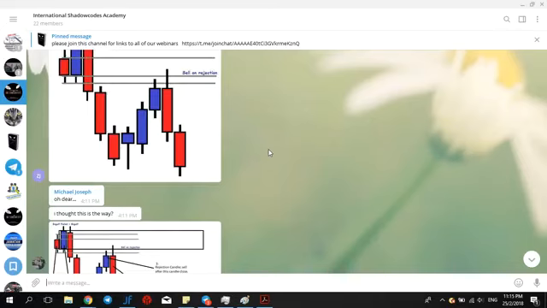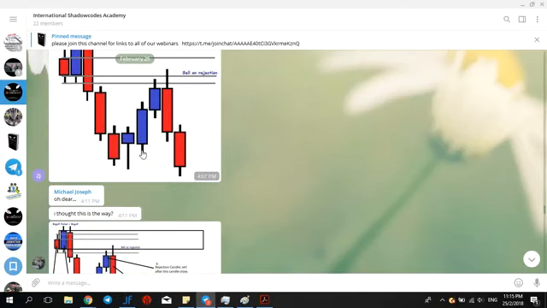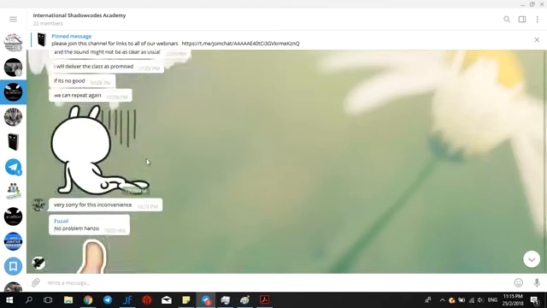Sell at rejection. All right. Sell after candle close. Also correct. I don't quite understand. Okay, I think.